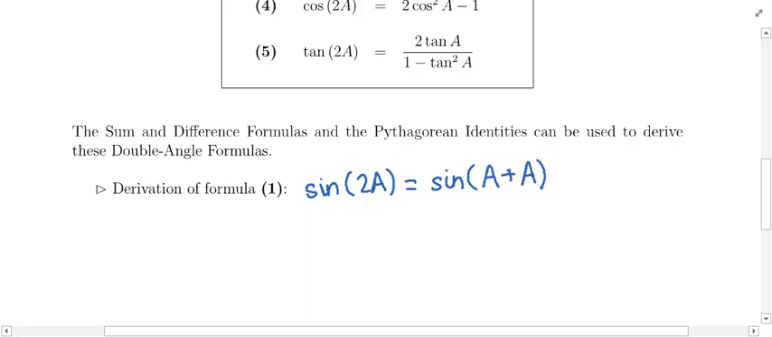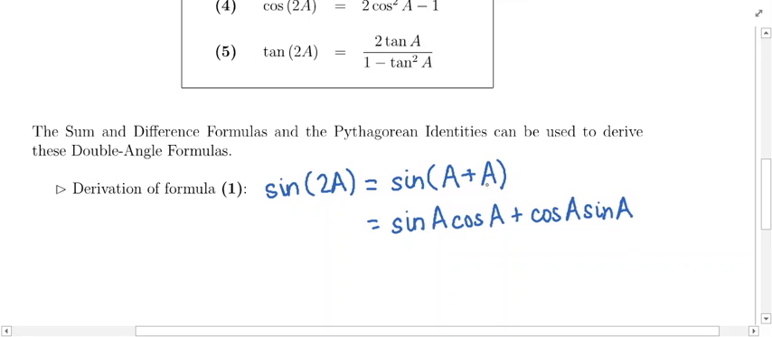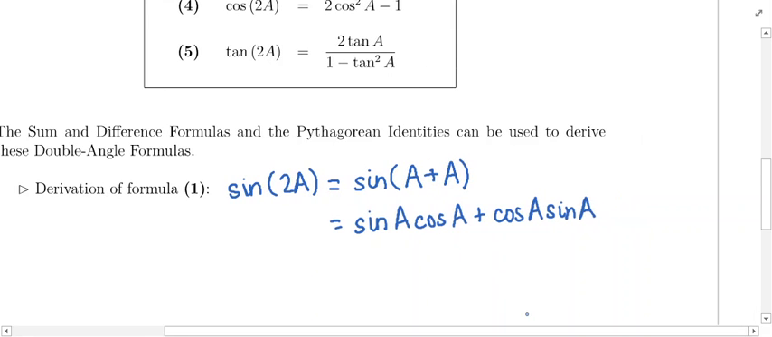Okay, because a plus a is the same thing as 2 times a. And then I end up with the sine of something plus something. So I can use the sum formula or the sum identity for sine. If I apply the sum identity for sine, I'm going to get the following. This is going to be the sine of a times the cosine of a plus the cosine of a times the sine of a. The arguments here are both a, so it may be a little confusing.